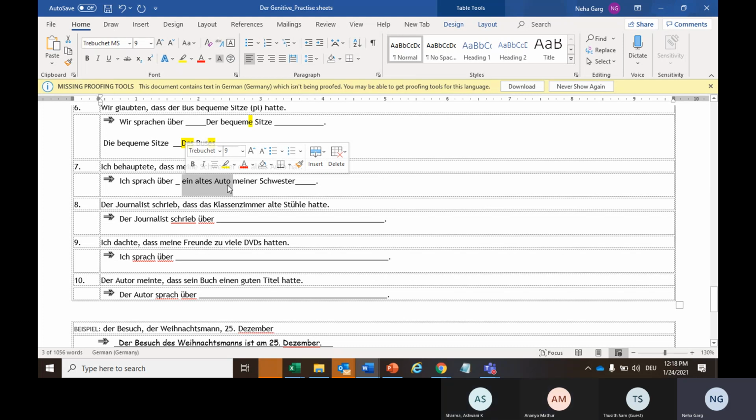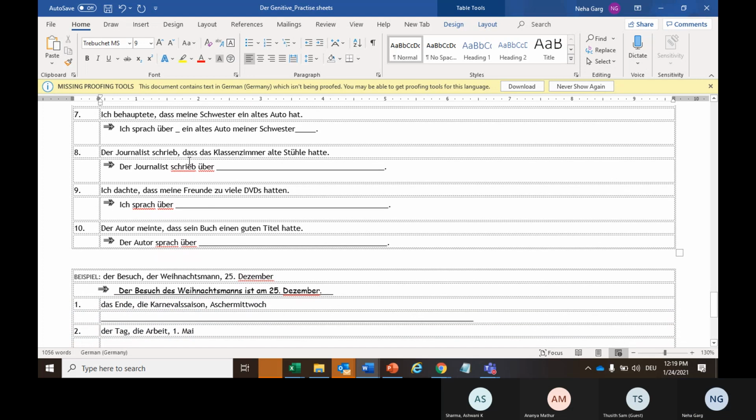Accusative. Yes. So what am I talking about? What is the case of Auto? And who is talking about the old car? I am talking about the old car, so this is nominative. And whose car am I talking about? My sister's. So Schwester obviously is genitive. Next.